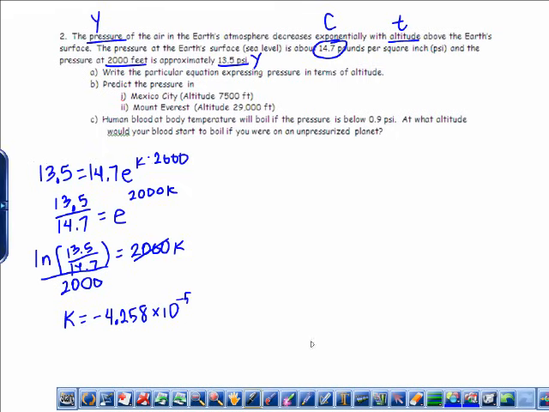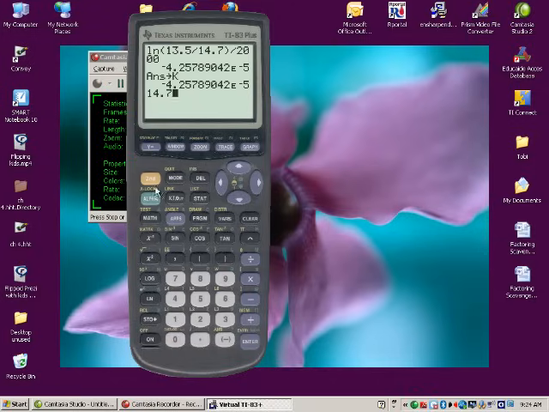All right, now we get to the next part, and it says predict the pressure. Okay, so we're trying, well, I guess we should write down our equation next. This is going to be y is equal to 14.7 e to the power, and I'm just going to write k and not that number, t, knowing that k is this number. Okay, in part B, it says predict the pressure in, and they give you two different places, and they're giving you altitude. They're basically giving you the t value. So this is going to be 7,500. Well, what's the y value? This is the easier case where you're just plugging in 7,500 in for t. All right, so this is going to be 14.7, and then e to the power of k times 7,500.